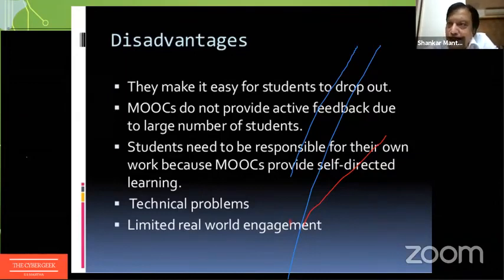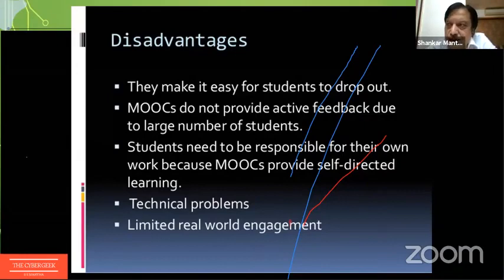And they do not provide active feedback due to the large number of students. Though this is not the case anymore with learning management systems, there is AI being used to even provide active feedback, irrespective of how many students you have. And students, of course, have to be responsible for their own work. And there can be a number of technical problems: the bandwidth, the connectivity problems, the lack of devices, the cost involved, the remote areas, and so on.